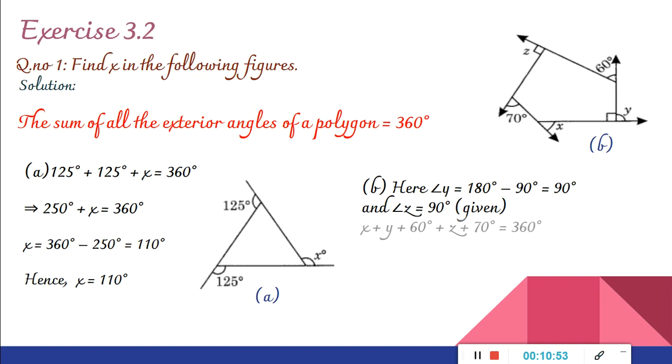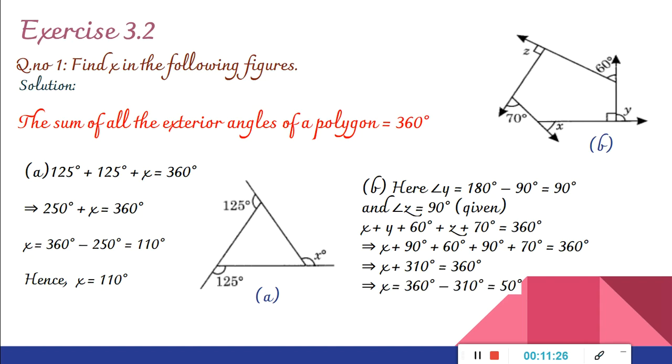Now we can take all other angles by sum of exterior angle, that is x plus y plus 60 degree plus z plus 70 degree is equal to 360 degree. Now we got already y and z. We have to find only x. So x plus 90 degree plus 60 degree plus 90 degree plus 70 degree is equal to 360 degree. Now add all together. So x plus 310 degree is equal to 360 degree. So x is equal to 360 minus 310. So that is equal to 50 degree. So we got the value of x is 50 degree. Clear?